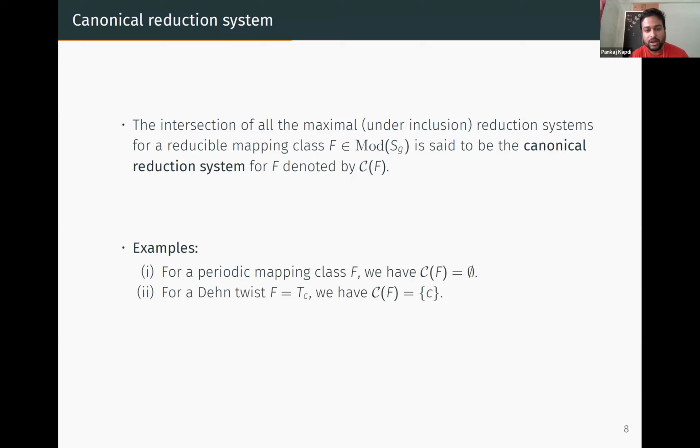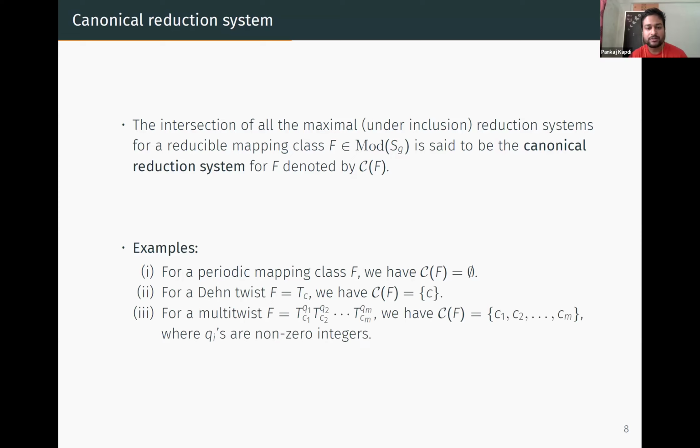For a Dehn twist, the canonical reduction system contains only the curve about which you are twisting. This Dehn twist actually preserves all the curves in the complement which are disjoint from C, but in the canonical one, you get only one curve. Similarly, if you have a multi-twist, which is a product of powers of Dehn twists about disjoint curves, the canonical reduction system will contain all these curves about which you are twisting.